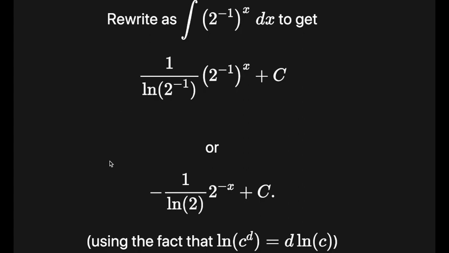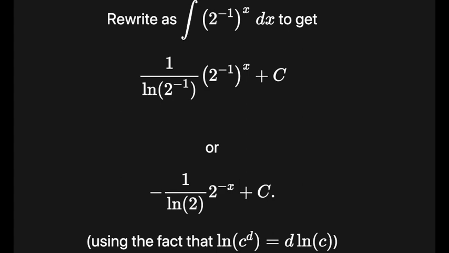You're likely to see this written in other equivalent ways. One way that you might see this is as negative 1 over natural log of 2 times 2 raised to the negative x. The negative sign in front comes from applying a property of natural logs that says natural log of c raised to the d power is equivalent to d times natural log of c. We're pulling that negative 1 out of the natural log using this property. And 2 to the negative 1 raised to the x is equivalent to 2 raised to the negative x using algebraic properties of powers.